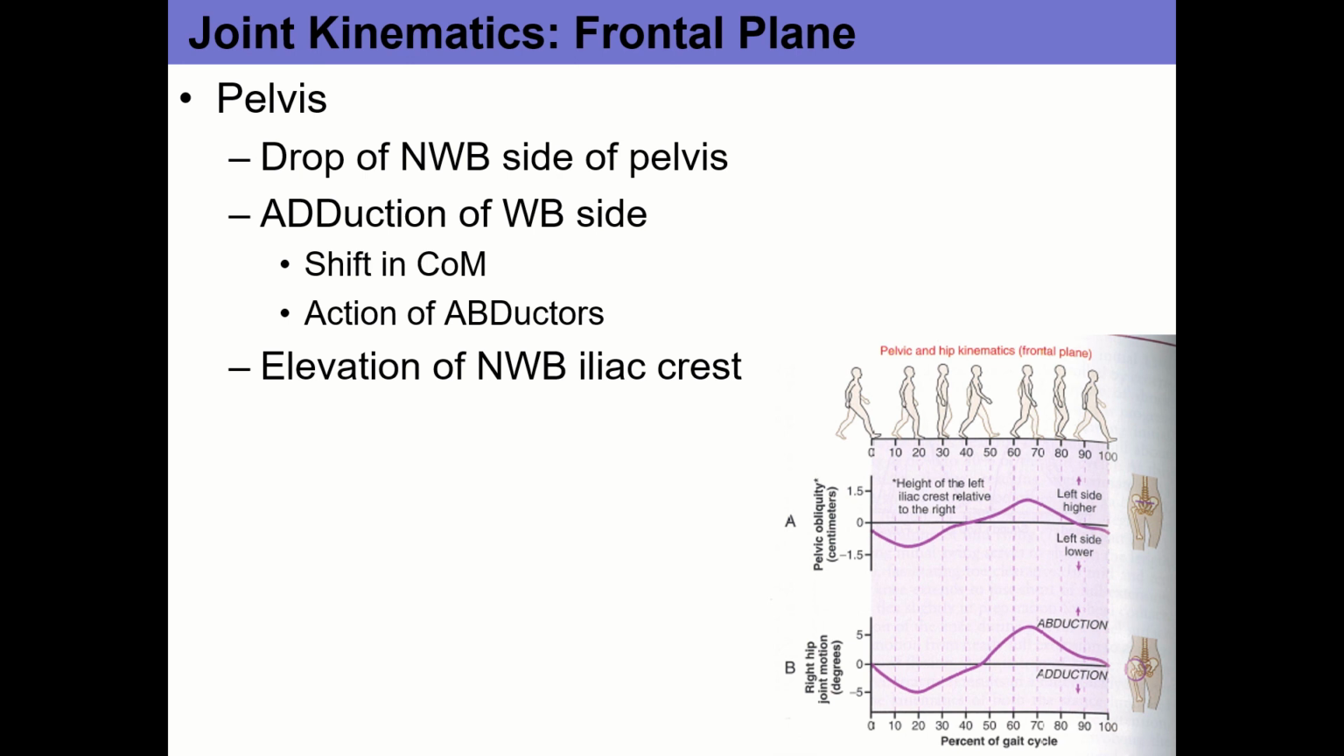So some of the terminology on the slide, so drop on NWB. NWB stands for non-weight bearing. So it's the side that's in the swing phase in terms of the terminology that we've been using. So what happens is if you're in the stance phase, single limb support on the right side, on the left side, that leg is going to be in the swing phase. And so initially, you're going to get a drop of the pelvis on the non-weight bearing side. And so you're going to get an eccentric contraction of the hip abductors, so particularly glute medius and glute minimus.